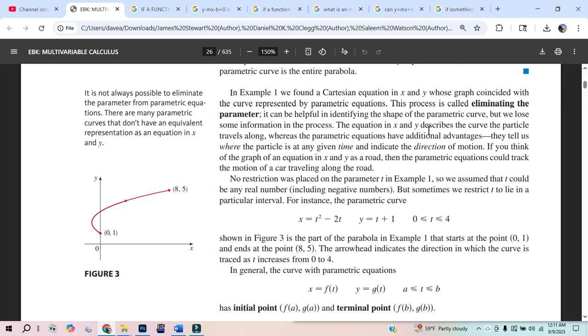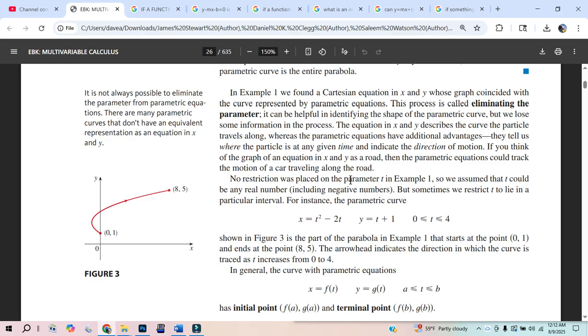The equation in x and y describes the curve the particle travels along, where the parametric equations have additional advantages because they tell you at any given time where the particle is. They tell us where the particle is at any given time and indicate the direction of motion. Because if you know where the particle is, and you also know the next place that it's going, then you know the direction of motion. And that's probably due to derivatives. If you think of the graph of an equation in x and y as a road, then the parametric equations could track the motion of a car traveling along the road.